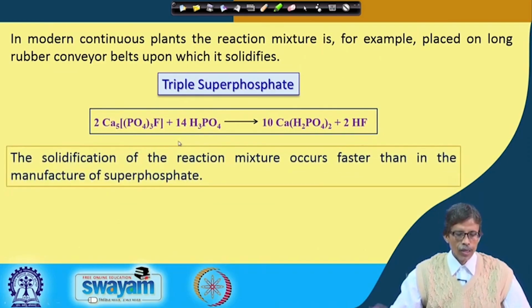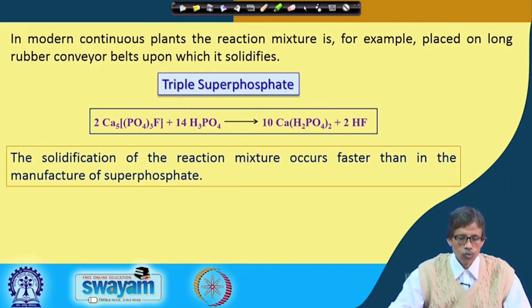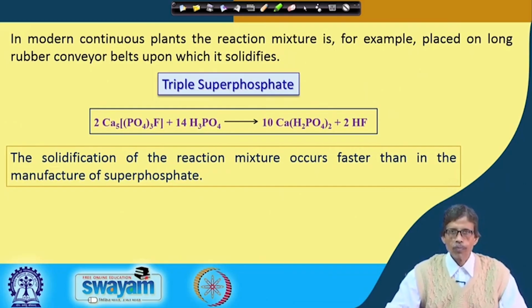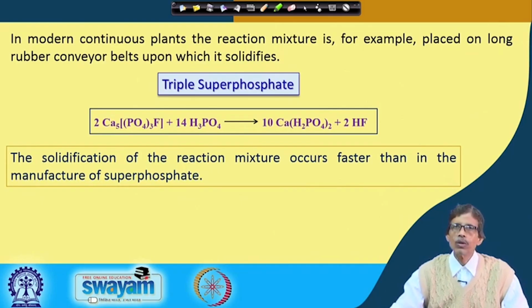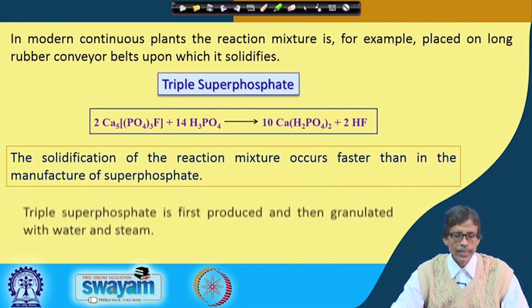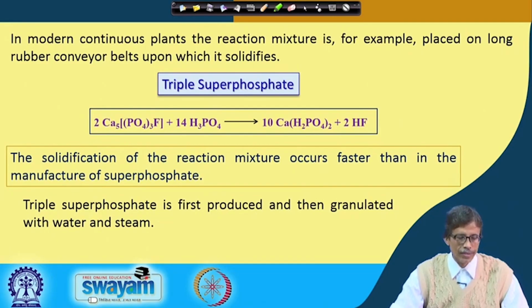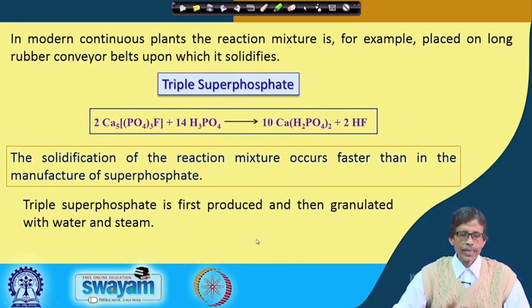hydrofluoric acid. And in this particular case, the solidification of the reaction mixtures occurs faster than in the manufacture of the superphosphate. So, we have two types of phosphate based material. One is your superphosphate, another is your triple superphosphate. The only procedural difference is that in one case you use sulfuric acid, in another case we use phosphoric acid. And this particular triple superphosphate is first produced and then granulated with water and steam.